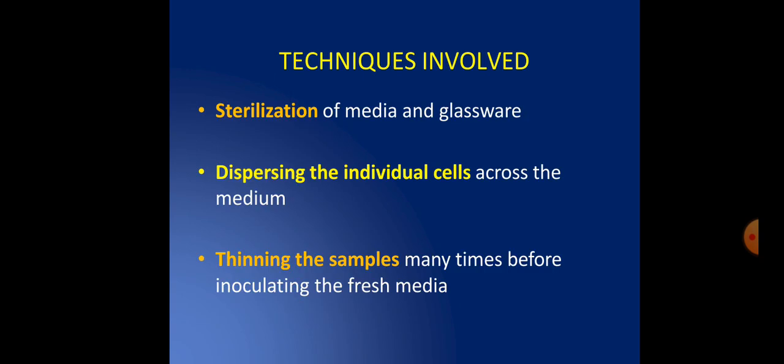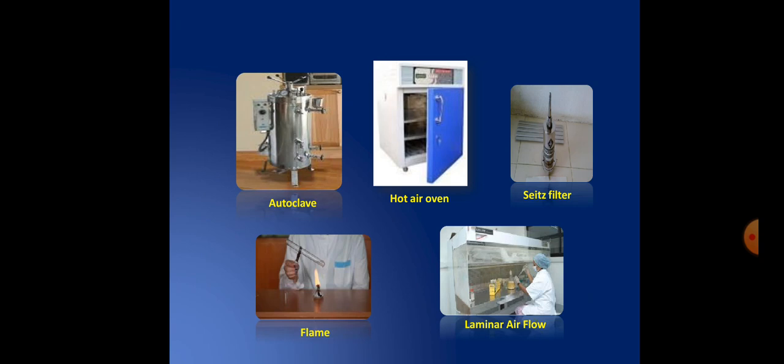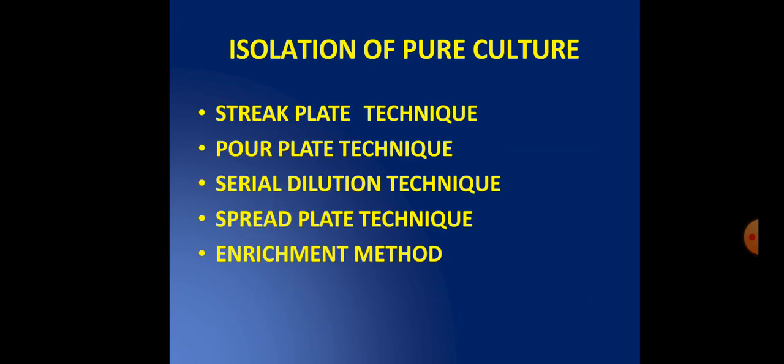Techniques involved: sterilization, dispersing the individual cells, and thinning the sample. Sterilization techniques include moist heat sterilization, dry heat, filtration, flame sterilization, and biosafety cabinet. The first one is an autoclave, the second one a hot air oven. The autoclave is used for sterilization, the hot air oven is used for glassware and dry heat sterilization, and there are also filters, flame and laminar airflow.